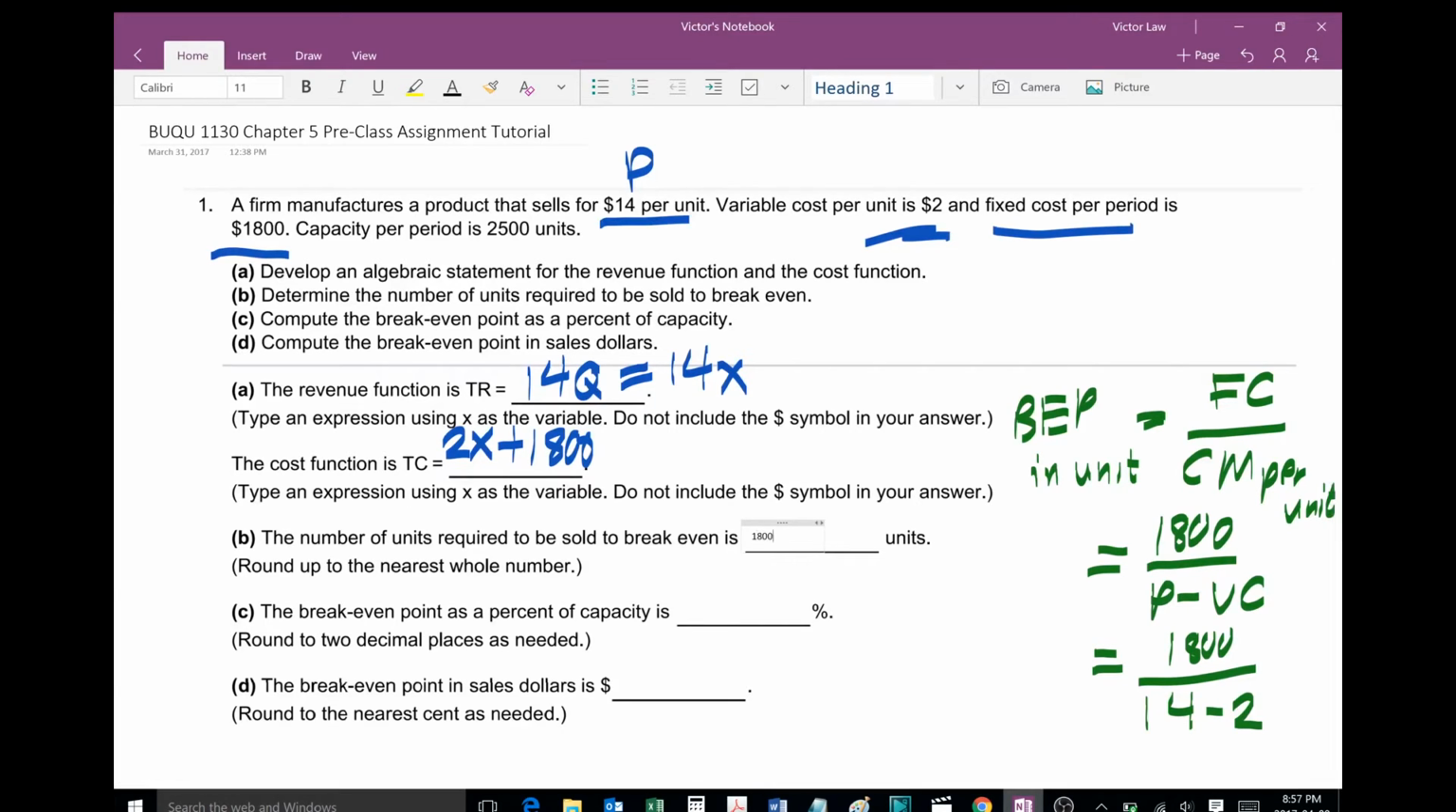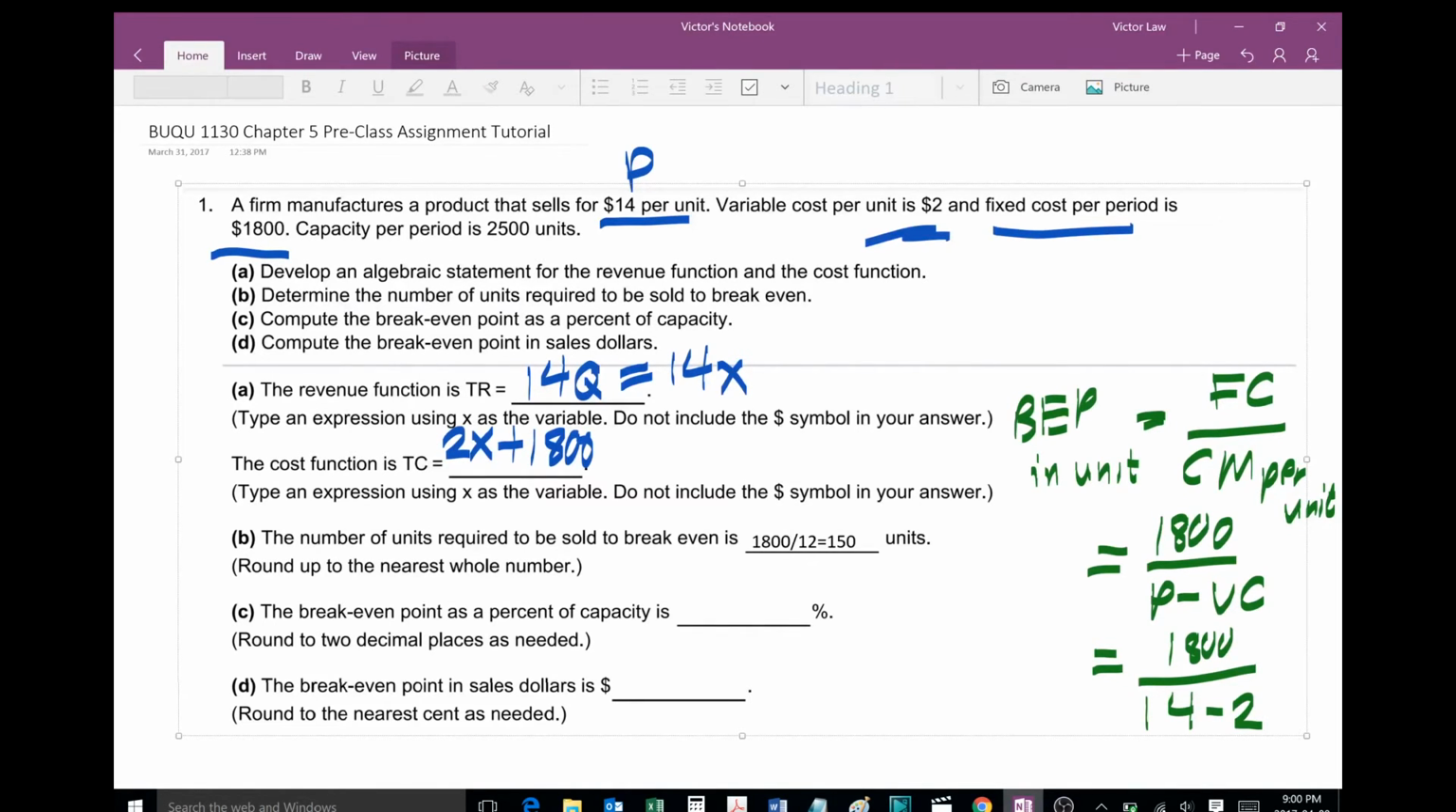Okay, so we can type that in. $1,800 divided by 12 equals 150. So the break-even in units is 150 units.